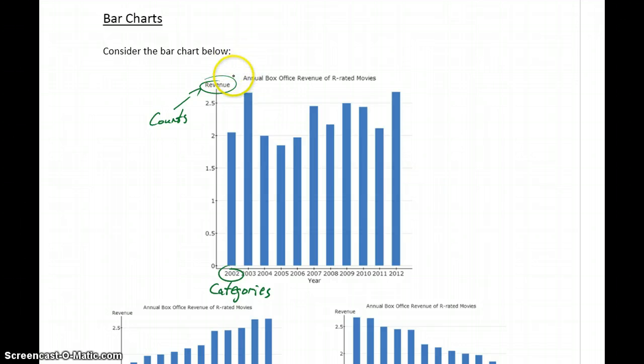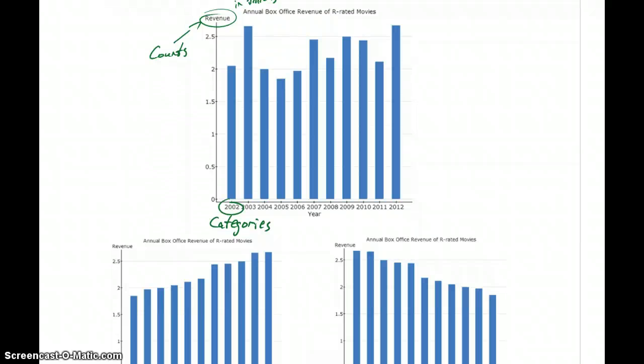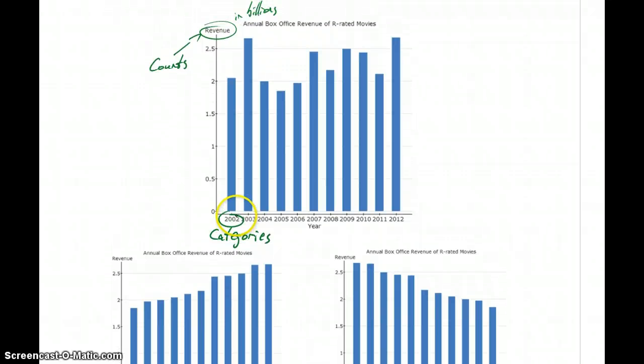And in this case, that revenue, I left this off, is in billions of dollars. So when the revenue is a little over 2, that means annual box office revenue is a little over $2 billion. So bar charts, again, relatively simple, relatively intuitive. For each category, there is a height that corresponds to the value for that year. So in 2005, it was a little less than 2 billion. In 2007, it was a little less than 2.5 billion. And in 2012, annual revenue was a little over 2.5 billion.